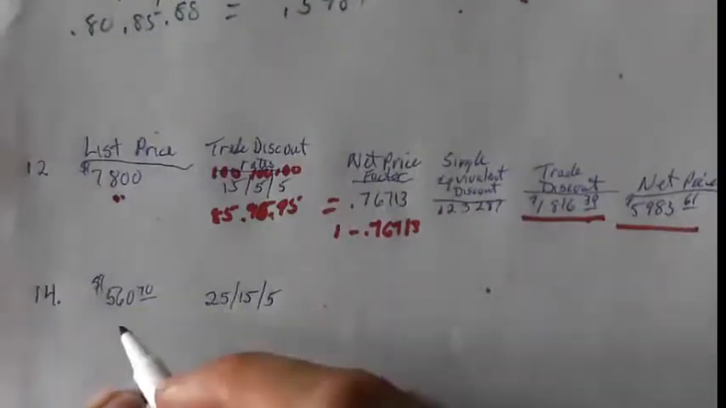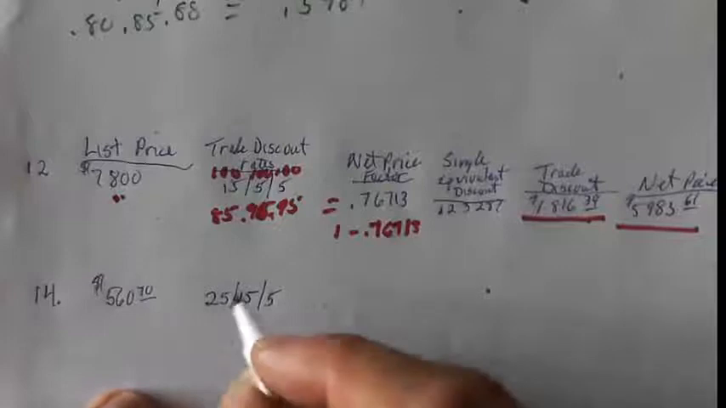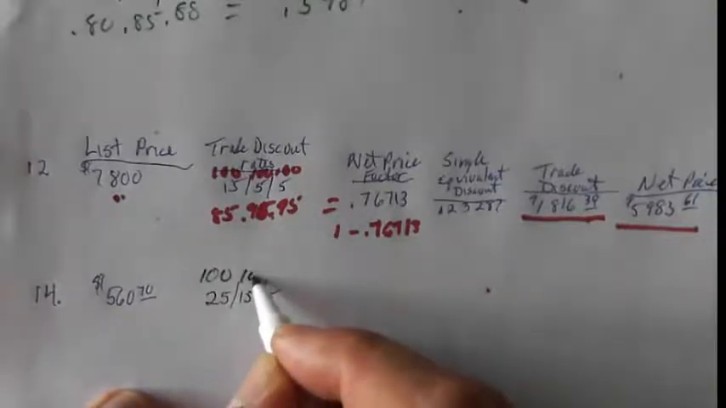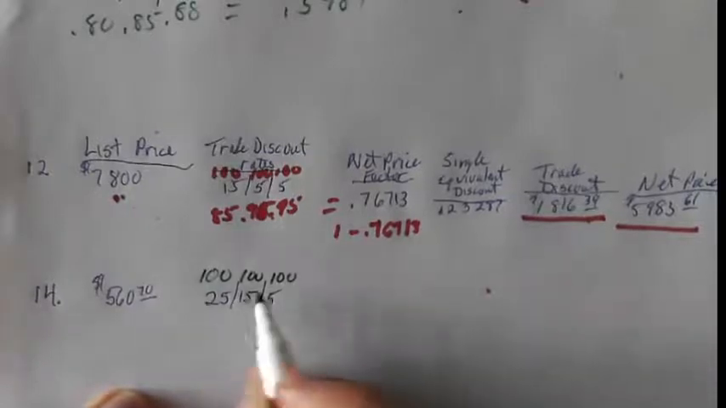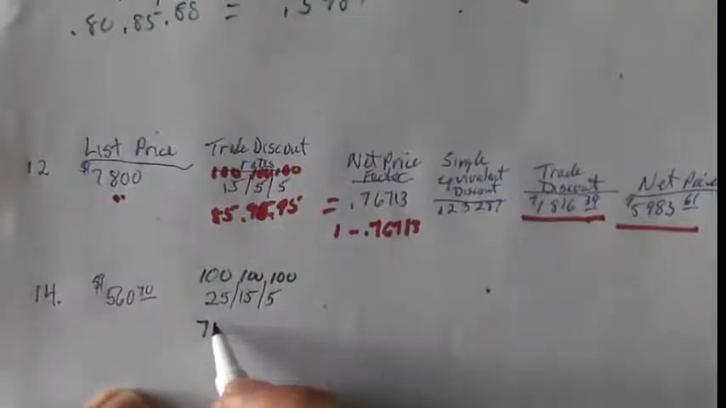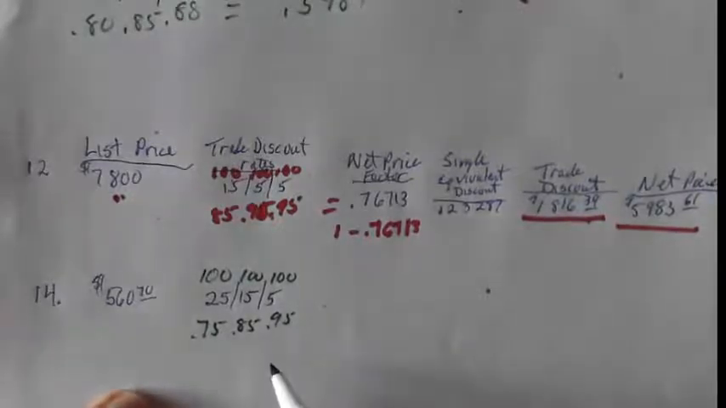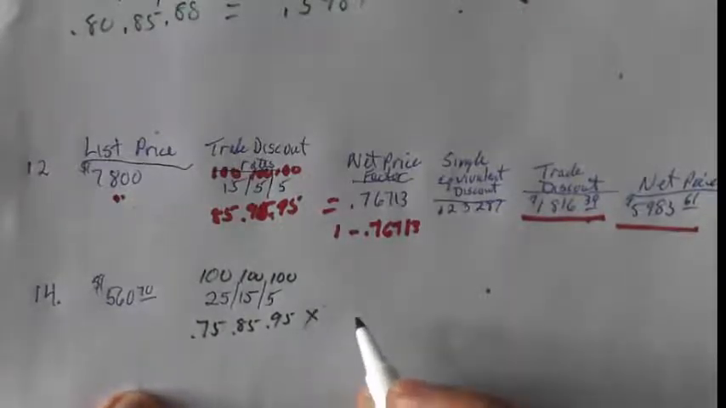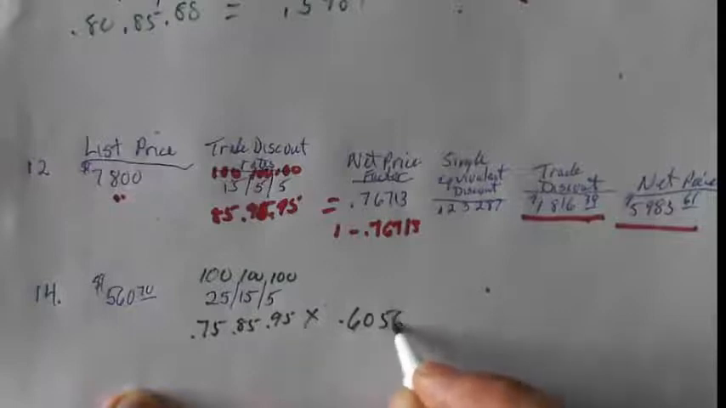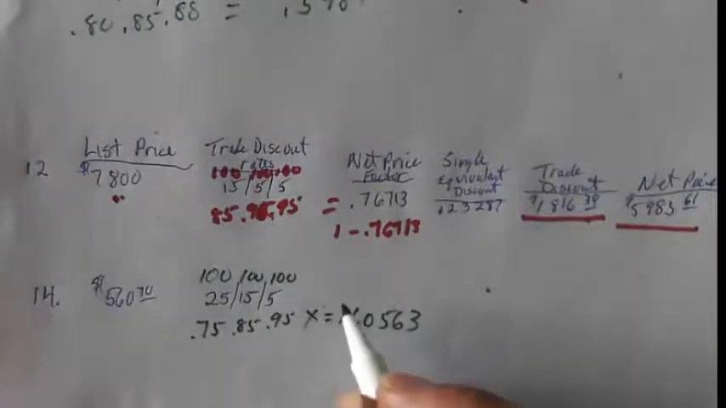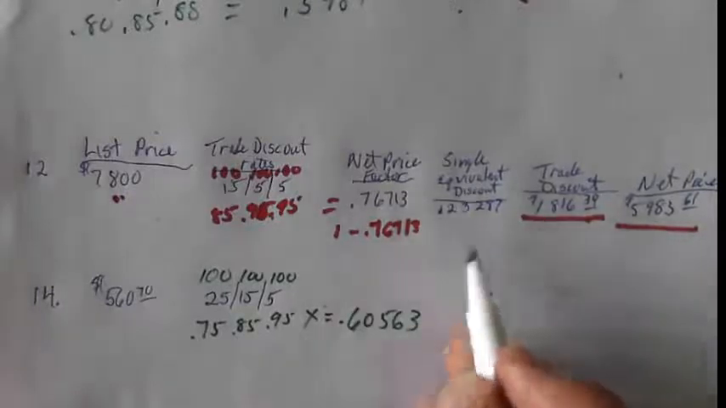This is problem number 14. The list price is $560.70. So the series of discount rates, remember, I always kind of throw those on there to help us remember. So we have 75, 85, and 95. Change those to your decimals, and you're going to multiply. So that would give you, when you plug it into your calculator, 0.60563. Okay? Well, then you would take 1 to get your single equivalent discount.